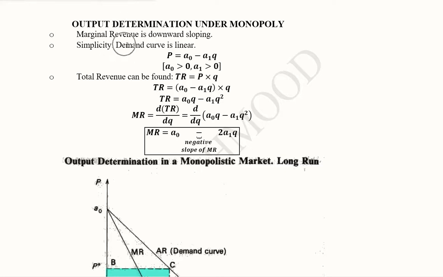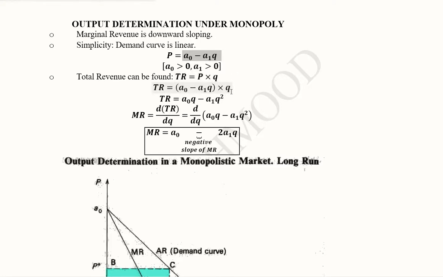For simplicity, we consider that the demand curve is linear, though it is not necessarily a linear function, but we assume that it is a linear curve. This is actually the inverse demand curve, where price is a function of output. Then A0 and A1 are considered to be positive values. If they are positive values, then the relationship will remain negative, which means that the law of demand will hold. The total revenue can be found by this, that is, the total revenue is a product of price and output.